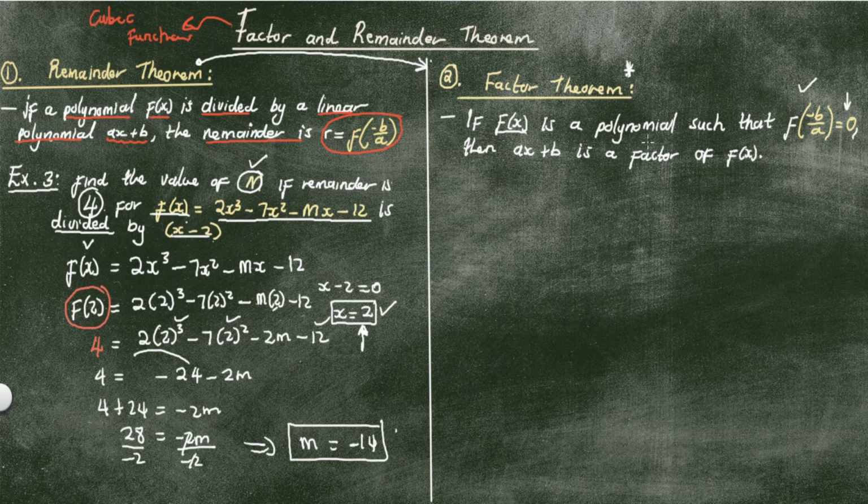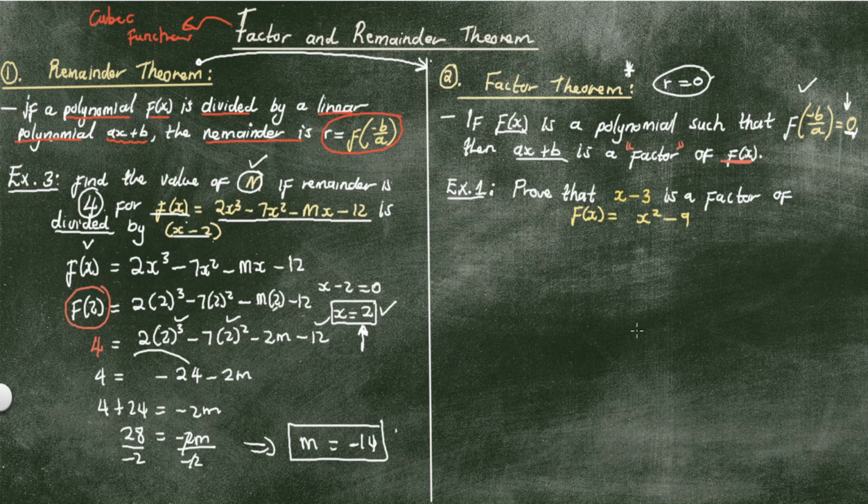If f of x is a polynomial such that f of minus b over a is equal to 0, so for the factor theorem the remainder is equal to 0, then this linear function ax plus b is a factor of f of x, right? Let's explore some examples, maybe just a few, because this one is straightforward.